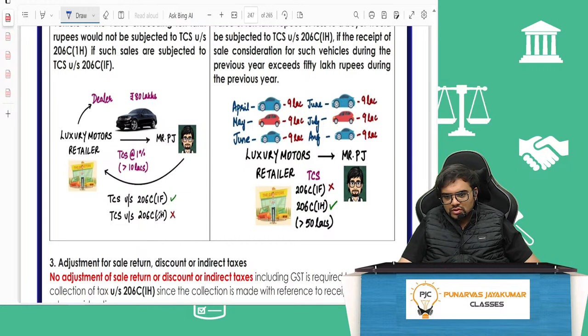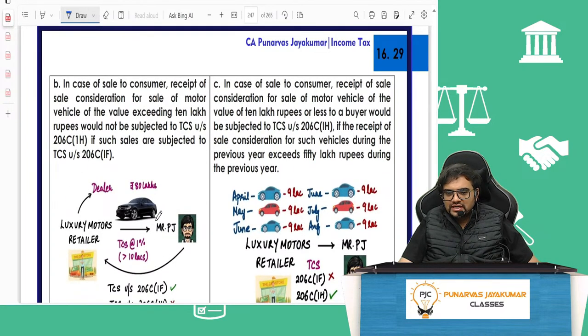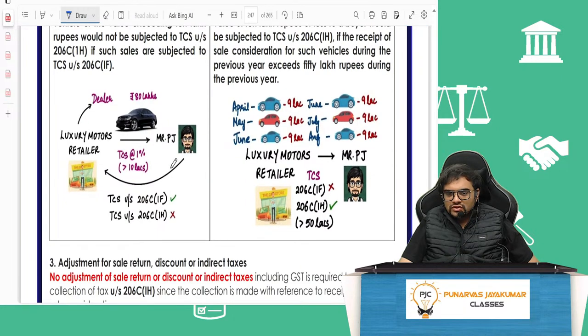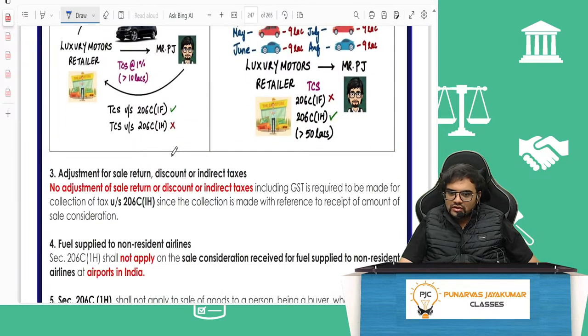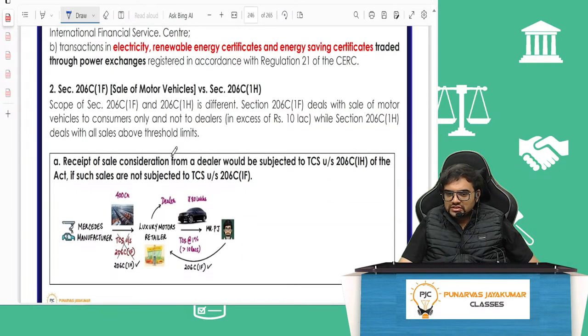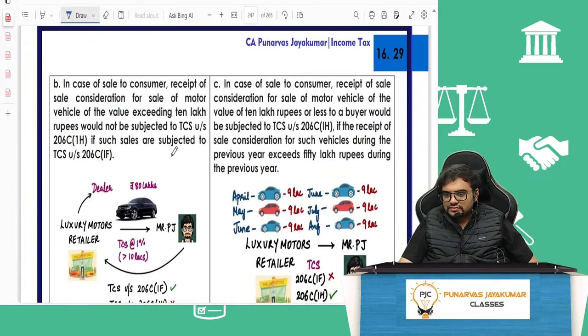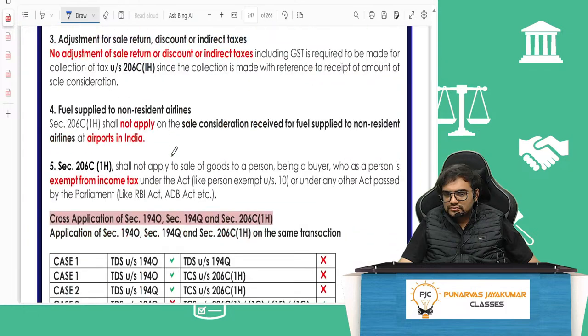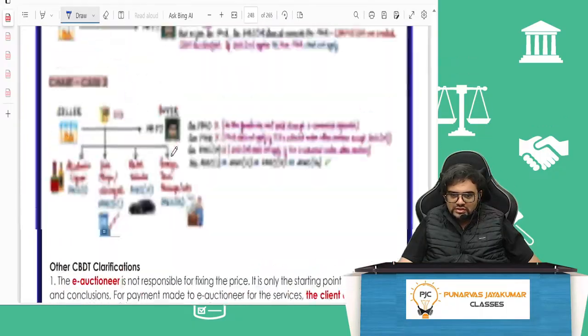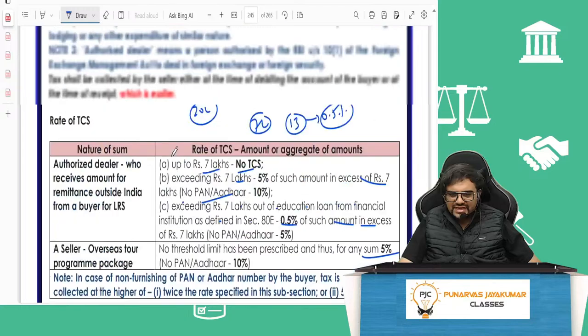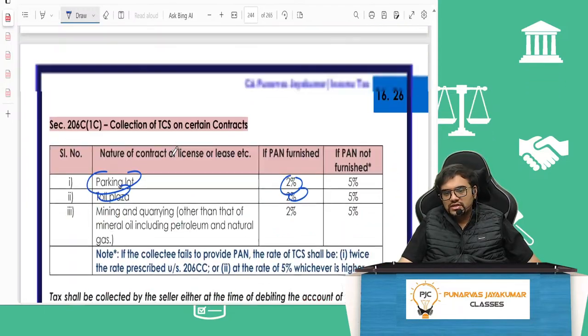Right? So, on the other hand, if a luxury motor retailer is selling for 80 lakhs, as I told you, to Mr. PJ, so here both will come, no? One is 206C1F also is coming, 206C1H is also coming. So the lawmaker has told TCS under 206C1F will come, 1H will not come. Because it's a specific section, it will override the general section. Then these other cases you can just go through in the notes, otherwise not needed. That's about it, guys. That is about TDS, TCS. All the important sections you have anyway covered, just stick to that.